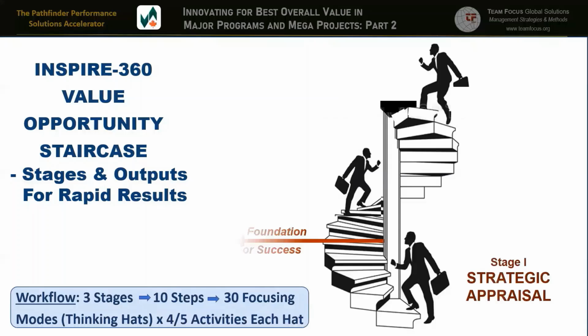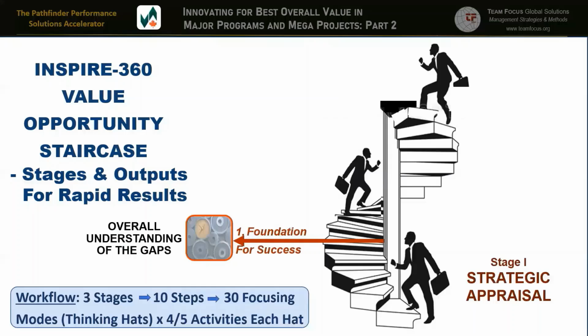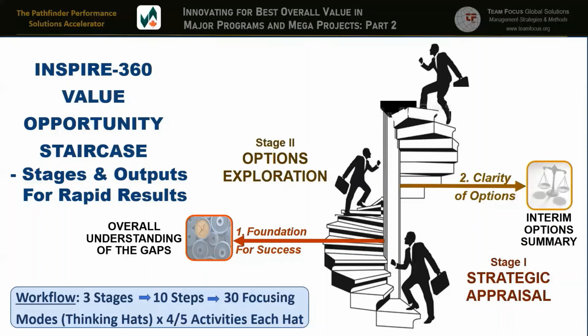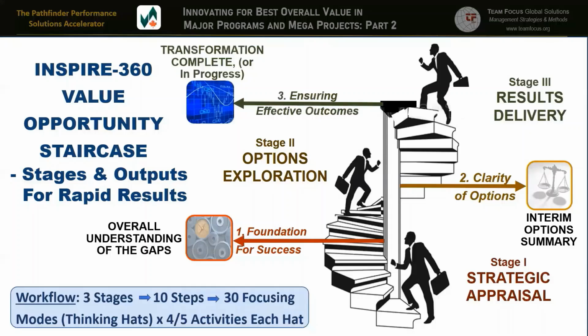The stages are: 1, strategic appraisal for an overall understanding, particularly of the gap areas. 2, options exploration for clarity of options and related impacts. And 3, results delivery to ensure effective outcomes. Coming up, we'll have 10 steps. The first letters of steps 1 to 8 form the acronym INSPIRES. The emphasis and time spent on each of the steps varies with the circumstances and which phase the innovation effort is conducted in.